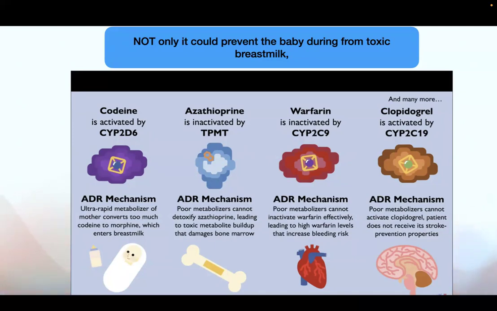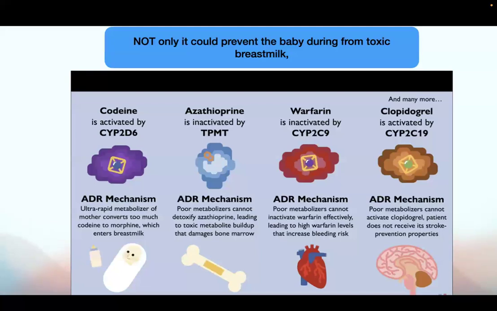Other than that, we have another category. Here is an example of a phase 2 enzyme. We have a very good drug, azathioprine, and azathioprine is inactivated by TPMT. For inactivation we need a phase 2 enzyme, TPMT, a methyltransferase. Now if there is any problem in TPMT, azathioprine will not be inactivated. Imagine a person in the poor metabolizer category for TPMT. Poor metabolizers cannot detoxify, that is, break down or inactivate azathioprine, leading to toxic metabolite buildup that damages your bone marrow. This is an ADR, an adverse drug reaction.